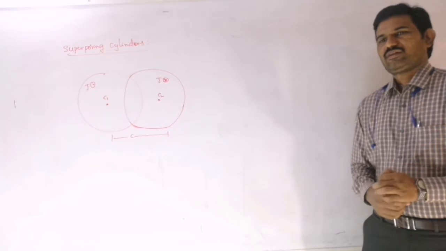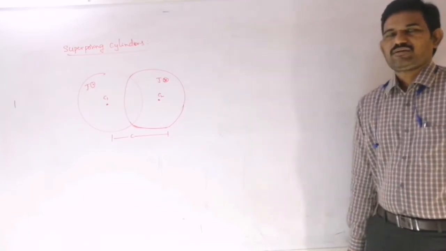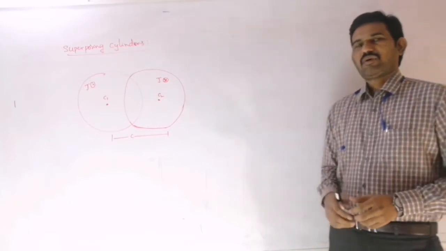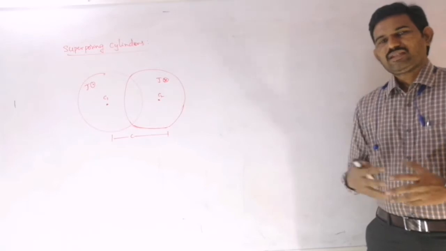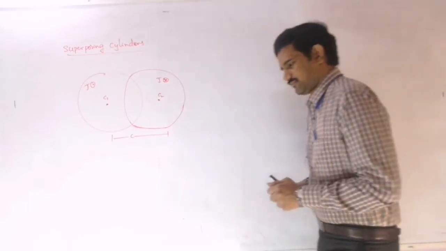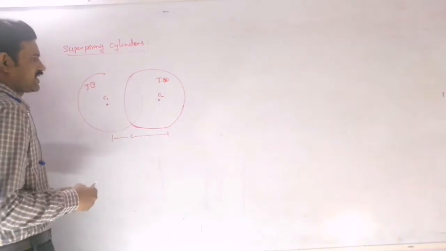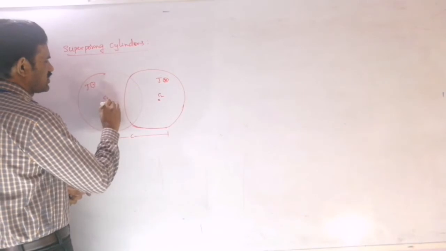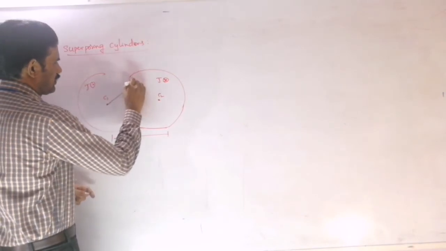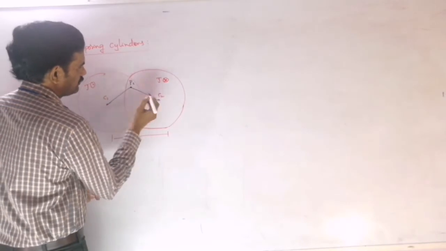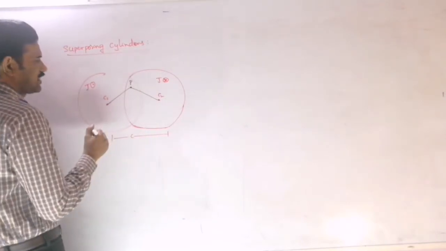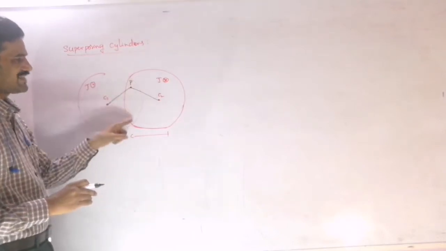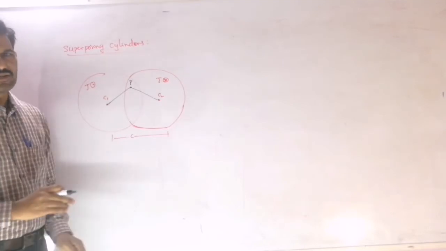Then the magnetic field at any point in the superposing area of the cylinders, in the superposing region, can be calculated as follows. Right? That means this is the superposing area here. So in this area we are now going to calculate the magnetic field.